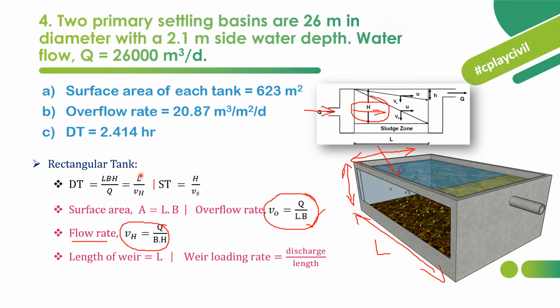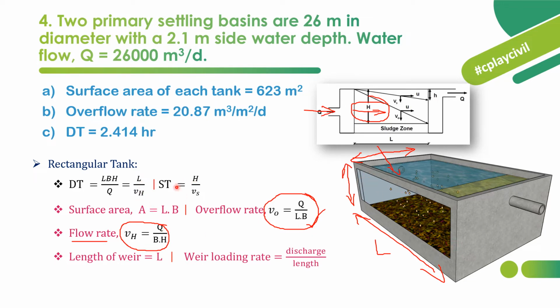So coming back to this, detention time is equal to L by V suffix H, and the settling time is nothing but H by Vs. So Vs is the settling velocity and H is the height of the tank. Settling will be happening from top to bottom, so that is why we are considering the height of the tank. Detention time will be happening over the length of the tank, because from here inflow happens and here outflow happens.